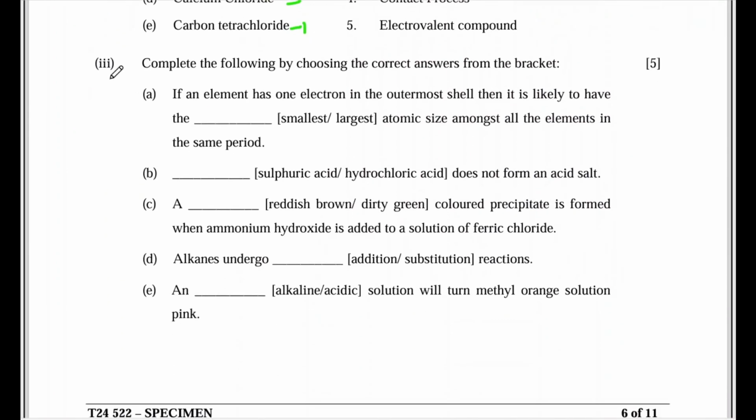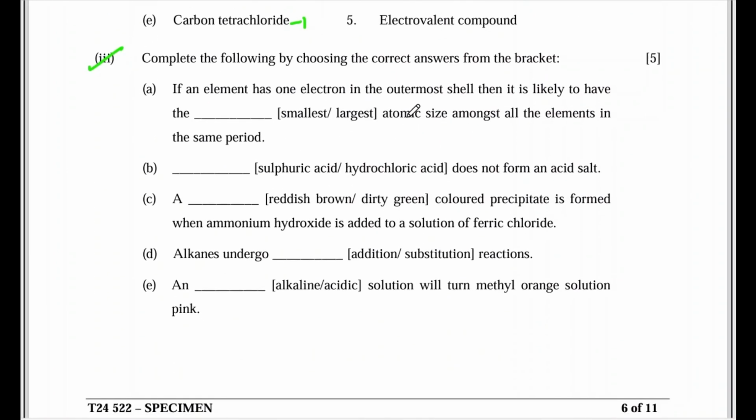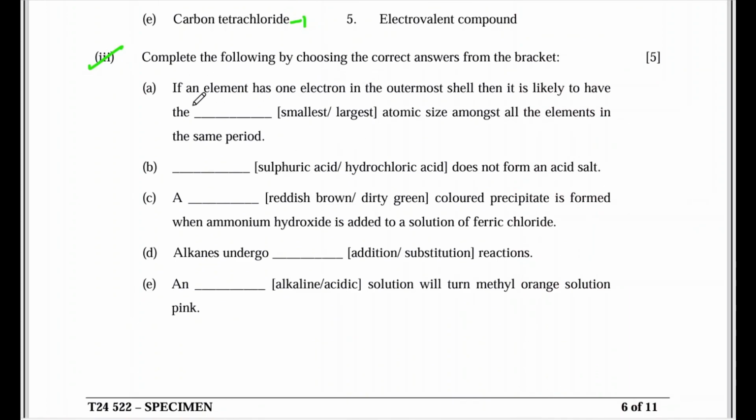Question number, third part of question 2. Complete the following. If an element has one electron in the outermost shell, then it is likely to have the dash atomic size amongst all the elements in the same period. So for this you should have the knowledge.